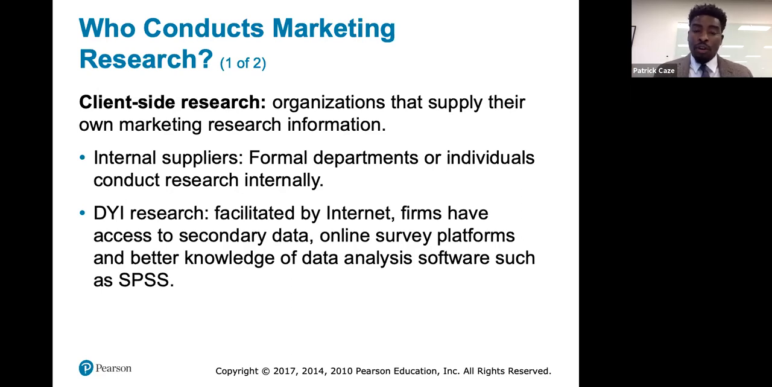SPSS is a piece of statistical software that does many great things. It's made by IBM, not Microsoft, by IBM. And it's probably one of the preeminent tools when it comes to statistics. All right.